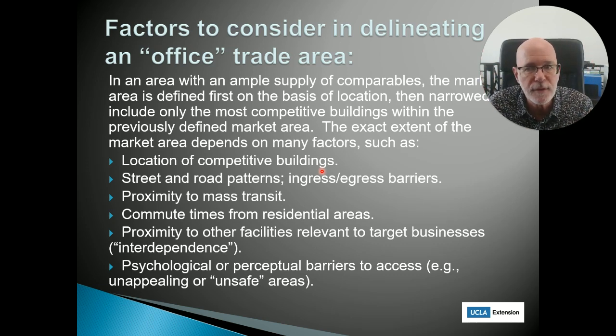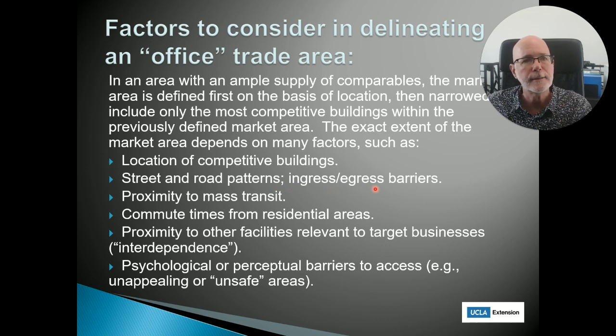If I have 500,000 square feet of office located right next door to a similar building built at the same time, same fit and finish, same construction, same design, then they're basically interchangeable product types, interchangeable commodities. So the location of the competitive buildings is one of the inputs that's going to determine the office trade area.